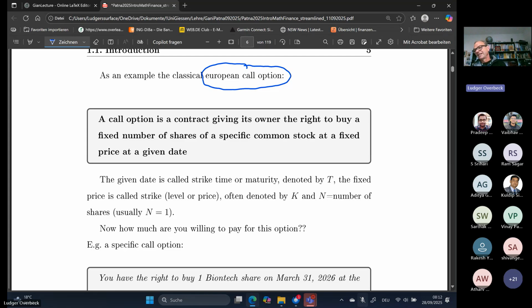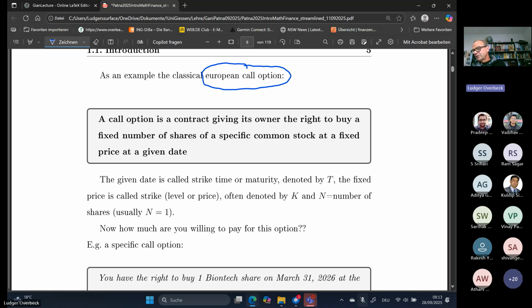Let's say the bank sells you a call option. This means then you have some rights. Then you are the owner of the call option. And if you are the owner of the call option, then you have the right to buy a fixed number of shares of a specific common stock at a fixed price at a given date. That's just a contract. It's a legal contract. It's binding for the bank. And you can then execute this contract at maturity.